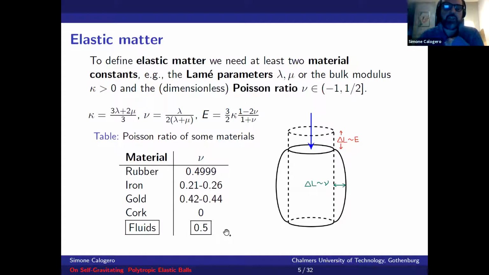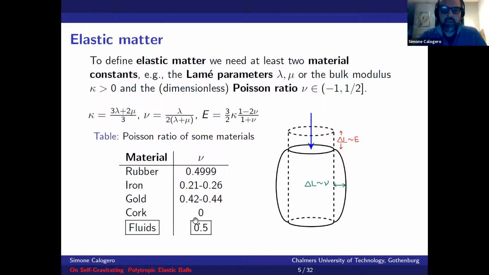In the fluid case, the Poisson ratio is always equal to 1/2. In fact, this can be used as a definition of fluid in the class of elastic materials. So an elastic fluid is an elastic material with Poisson ratio equal to 1/2. There are also materials with negative Poisson ratio, but I haven't listed any in this table.